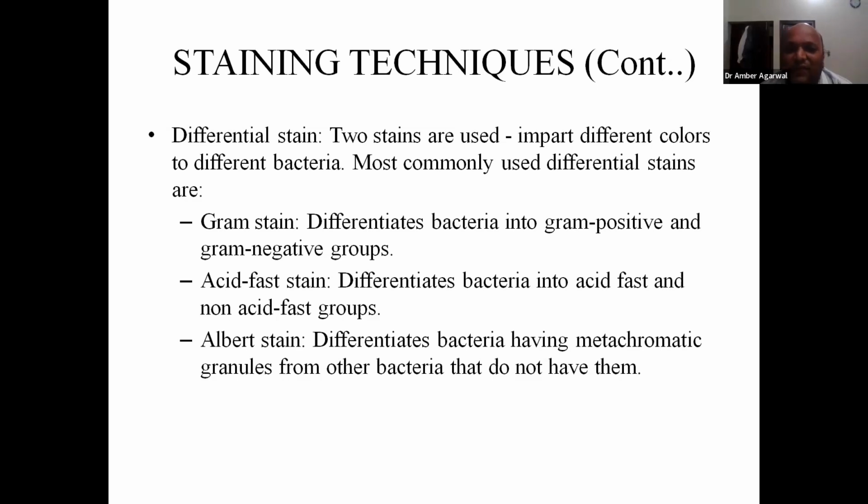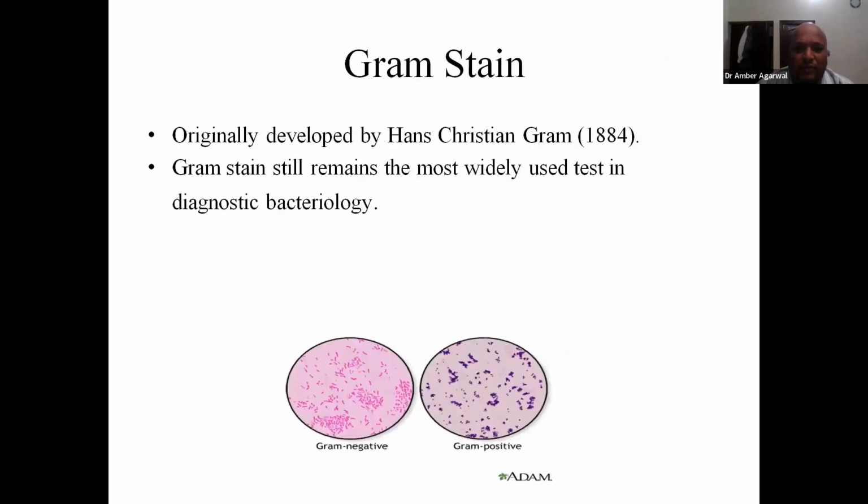Among gram stain and acid fast stain, it depends on the lab. For example, if it is a TB lab, then they will be performing acid fast stain more frequently than gram stain. Otherwise, gram stain is the most common stain which is done. Now, coming to the gram stain, it was originally developed by Hans Christian Gram in 1884, and it still remains the most widely used test in diagnostic bacteriology.